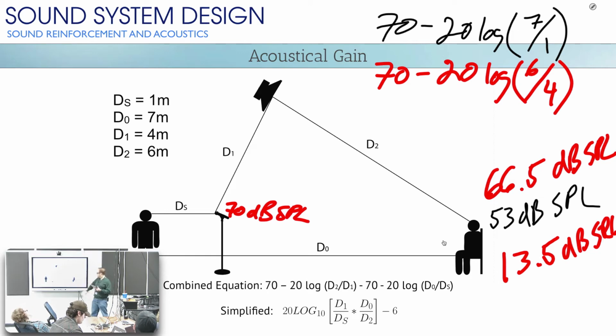But for now, pretend that minus 6 wasn't there. Run the equation this way. Plug in the numbers for D1, DS, D0, D2. Run it and see what you get. See if you get the same answer. Yeah, the log 10 is just base 10 logarithm. It's the same log you're doing. So 20 times the log of D1 divided by DS times D0 divided by D2. All of you do that and tell me what answer you get.